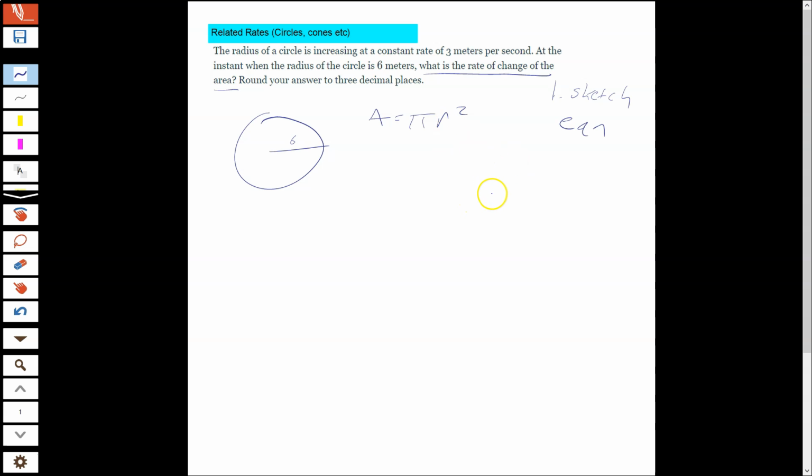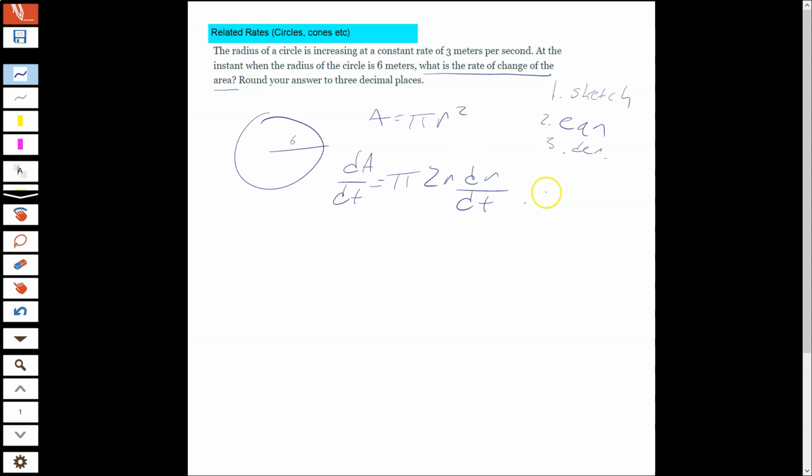Then I'm going to take the derivative of both sides with respect to time. So second step was equation, third step was the derivative. And I'm going to write that as dA/dt on the left. And remember, every variable is a function of time, so we're going to do chain rule for every variable. Pi is just kind of hanging out though. Pi is not a variable, right? The derivative of r squared is 2r, and then chain rule, dr/dt. Okay?